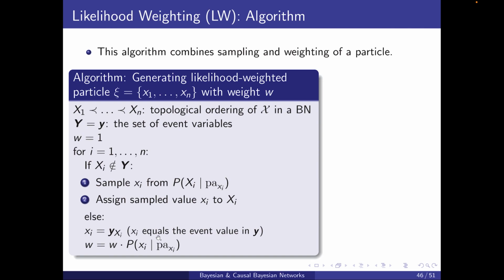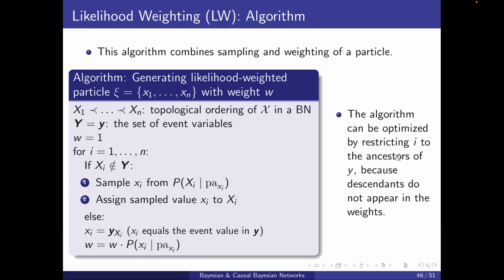We don't need to sample it, we just assign that value, but then we have to update our weight. So for each variable in Y, we update the weight. We multiply it by the probability of xi conditioned on the parents of xi, where the parents are already assigned from these steps. So this is basically a number in the CPD. And the algorithm can be optimized by restricting i to the ancestors of Y because descendants do not appear in the weights.